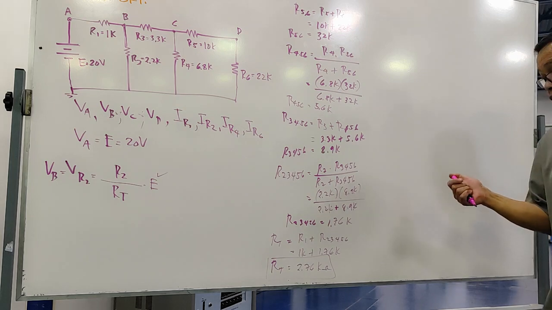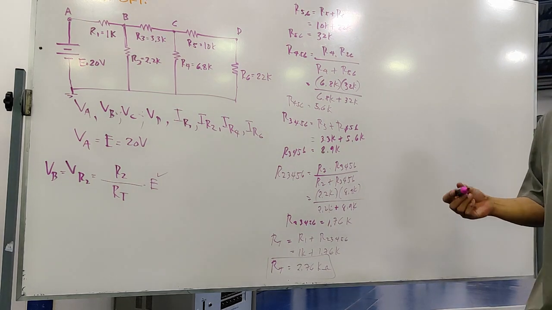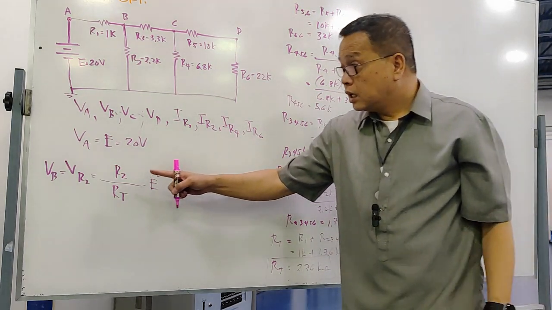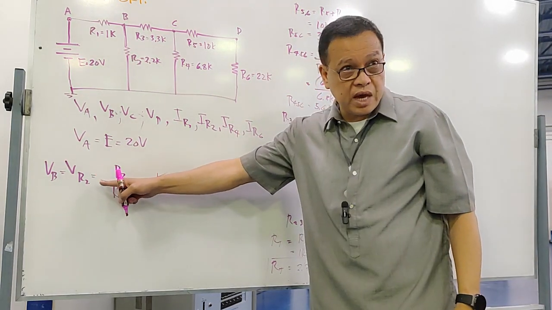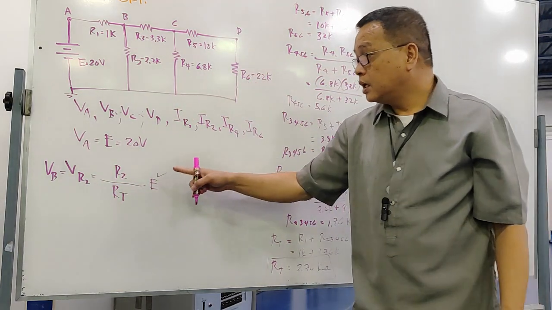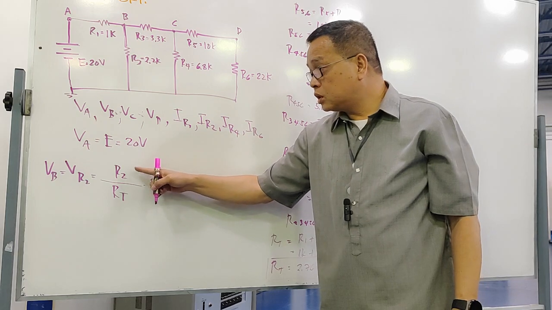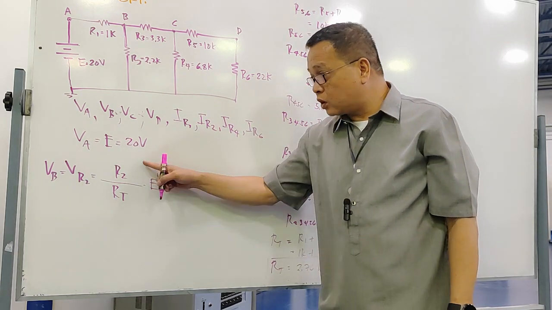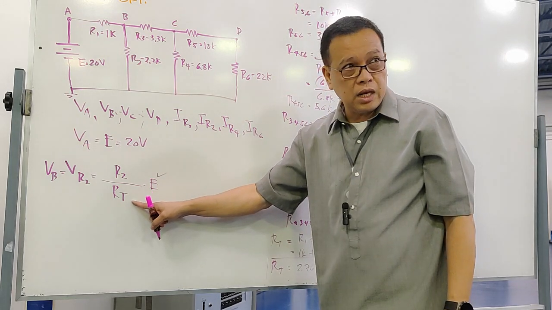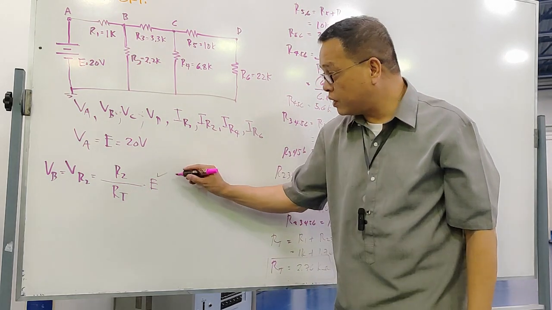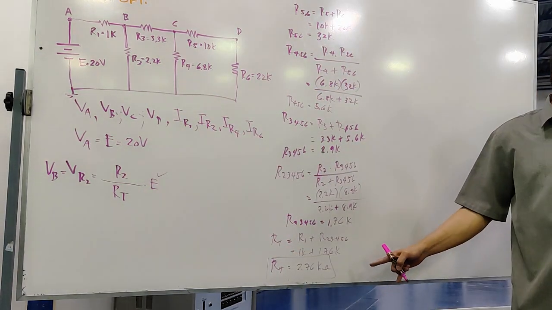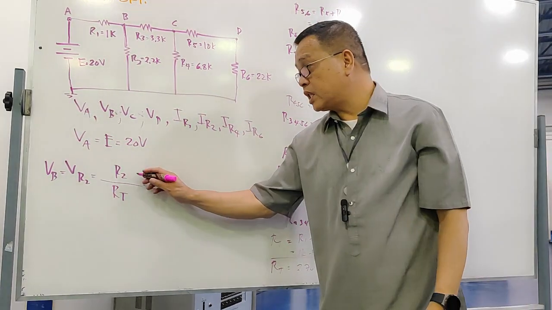Sorry, R total is 2.76. So now we go back. So now let's go back here. So VB now is equal to VR2, which I showed you before, right? Now, the general formula for voltage divider: since we are after R2, that's R2 over R total by the source. So we have now E, 20. Now R total, we already have. What we need now to do is to get the R2.